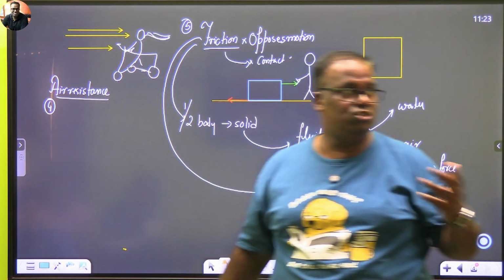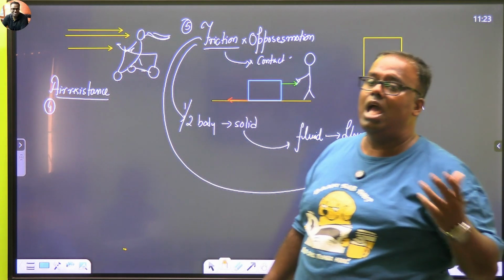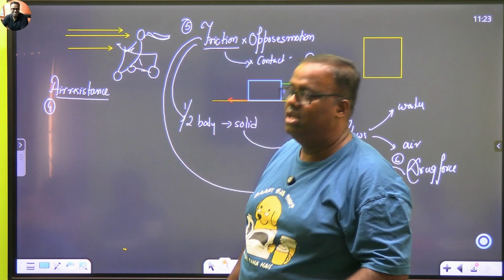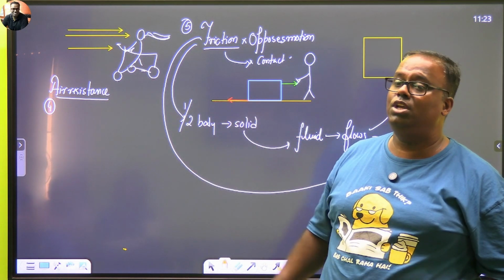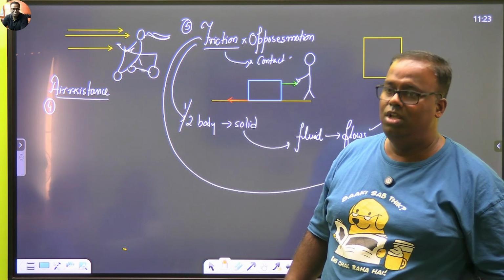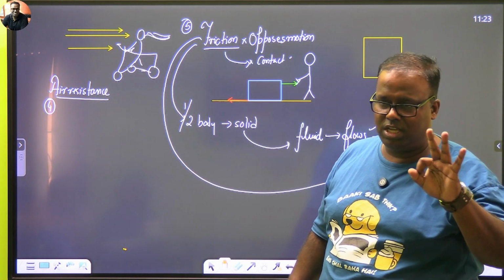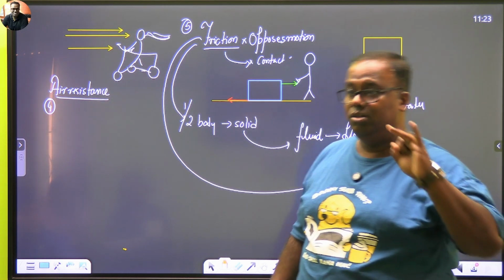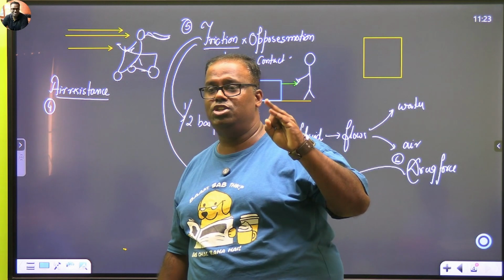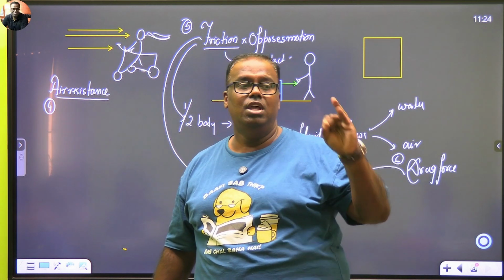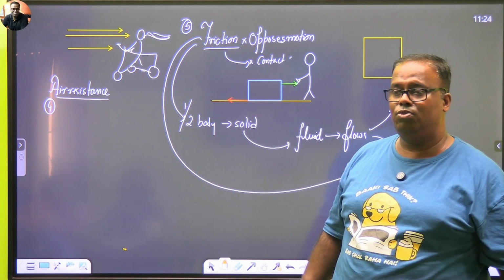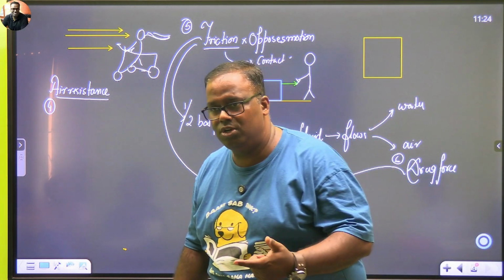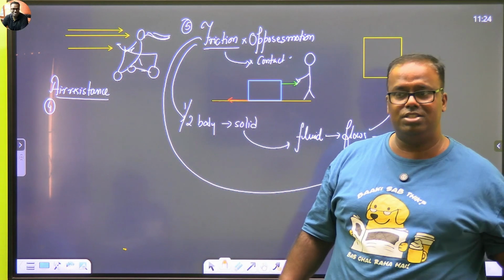Contact means there has to be a physical contact between the applicant and the recipient, or the agent and the body. And in non-contact forces, there won't be any physical contact at all. Non-contact forces are of three types: gravitational, which is always attractive; magnetic, which can be attractive as well as repulsive; and electric, which can be attractive as well as repulsive. Electric force is the force between electrically charged bodies. Like charges repel, unlike charges attract.